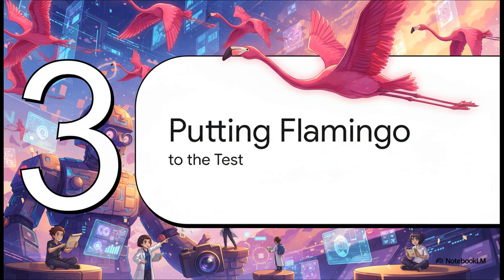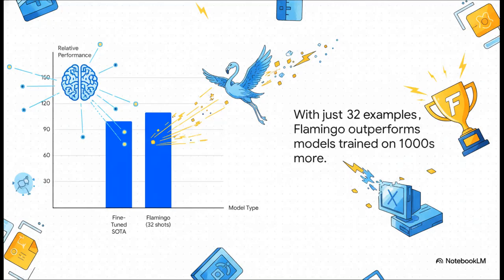So that's the theory. Sounds great on paper, right? But does it actually work in the real world? Well, the researchers put Flamingo through an absolute gauntlet of 16 different visual tests to see how it stacked up against the competition. And the results, they're honestly just staggering. What you're seeing here is Flamingo's performance compared to the previous best-in-class models, the ones that were fine-tuned with thousands and thousands of examples for each task. With just 32 examples, Flamingo doesn't just keep up. On a lot of these tasks, it completely blows the old method out of the water.